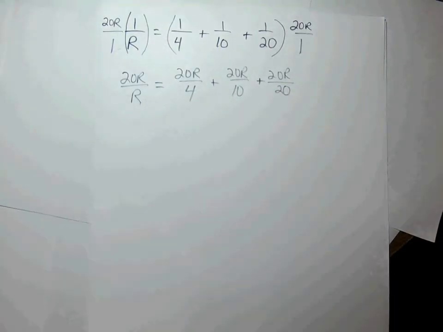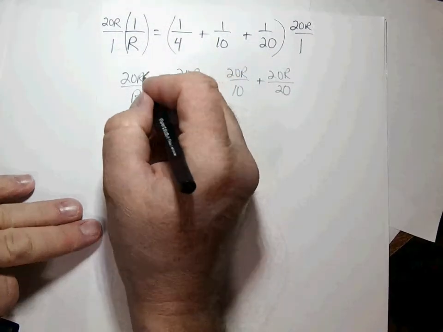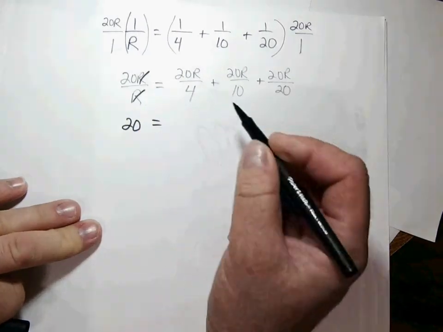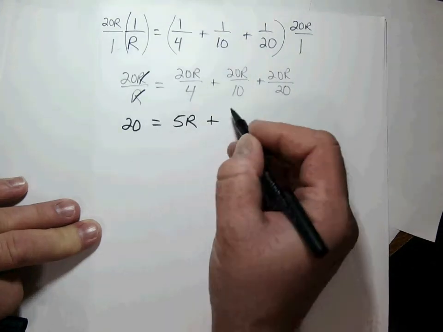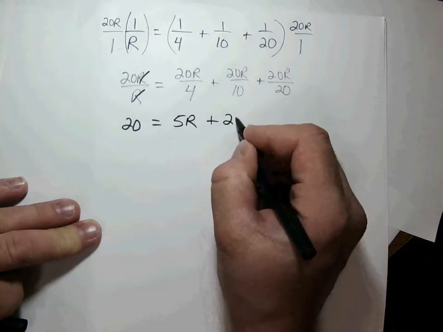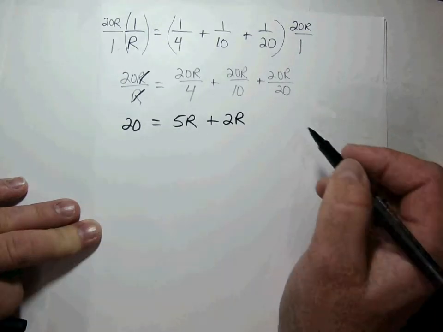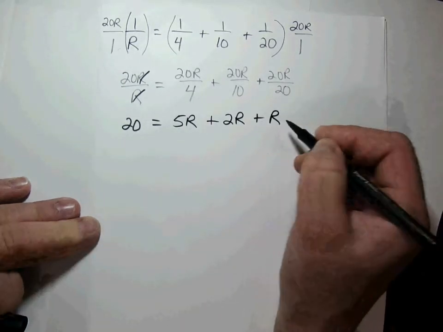Now look what happens. I'm going to cancel away all of those fractions. They all go away, don't they? The R's cancel here, and I'm just left with a 20. The 20 and the 4 divide away into a 5, so I'm left with 5R. The 10 and the 20 divide away into a 2, so I'm left with 2R. And the 20 and the 20 divide away into a 1, so I'm just left with an R.